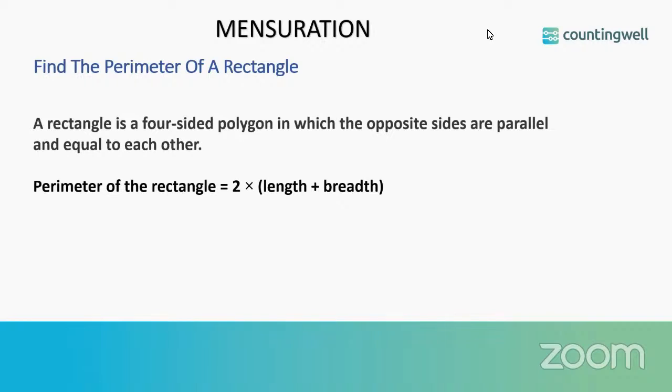Let us start with the chapter mensuration. What is rectangle? First of all, it is a four-sided polygon in which opposite sides are parallel and equal to each other. Now, finding the perimeter of rectangle, the formula is 2 times length plus breadth. So once length and breadth are given, then you can multiply 2 into length plus breadth. So this is how you can find the perimeter of the rectangle.